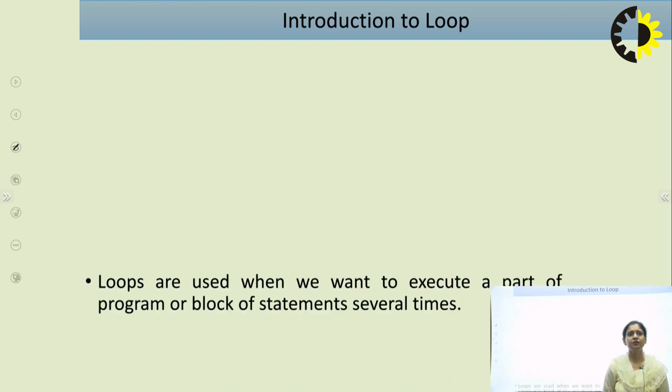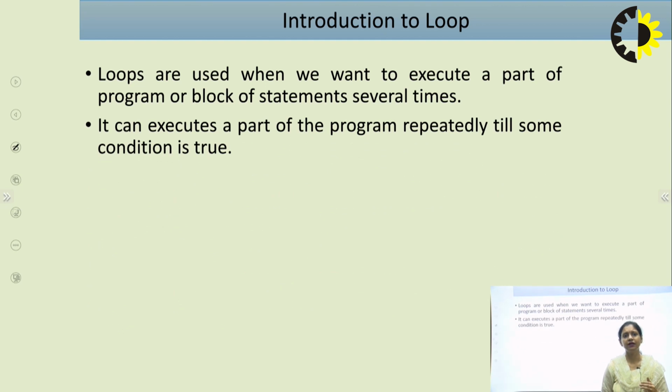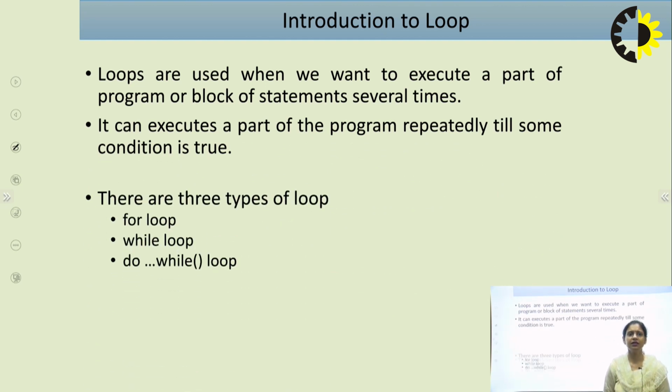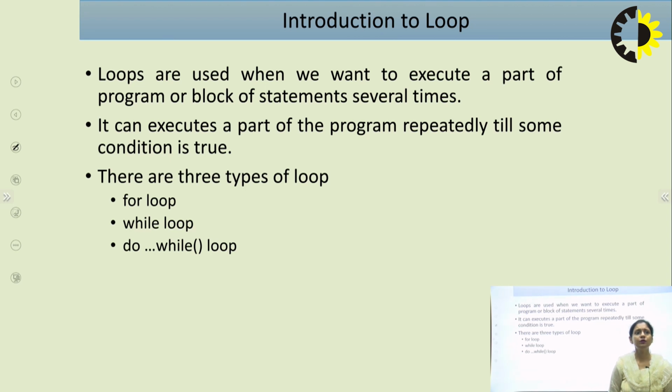Now coming to the loops. Loops are basically when we are repeating a certain set of statements. So loops are used when we want to execute a part of the program or the block of statements multiple times. It can execute a part of the program repeatedly till some condition is true. Here again, we need to have a condition, but yes, here the repetition of the block of statements is there. So there are three types of loops. The first loop is the for loop. Then we have the while loop and the last one is the do while loop.